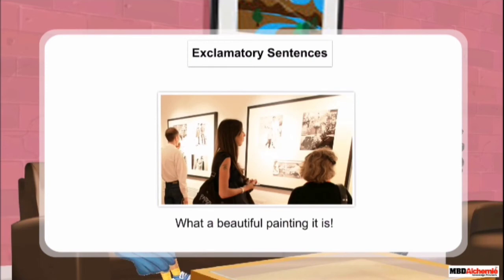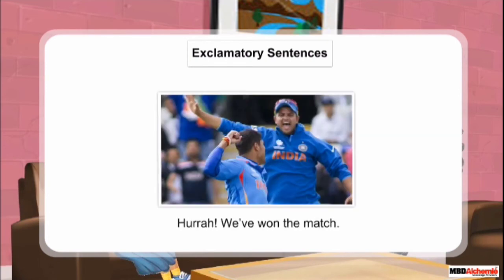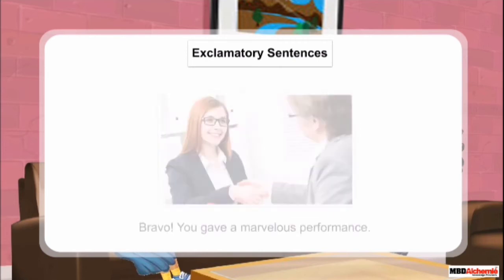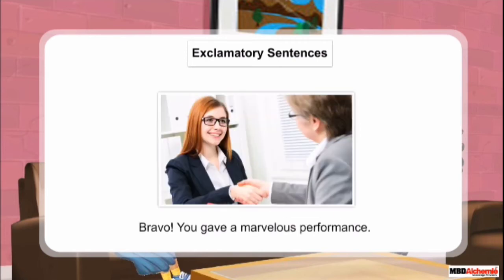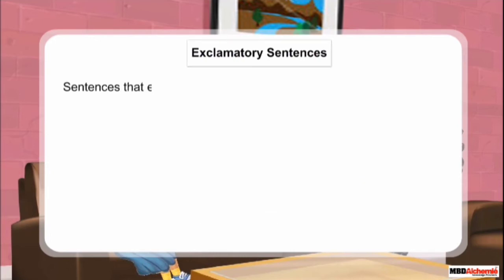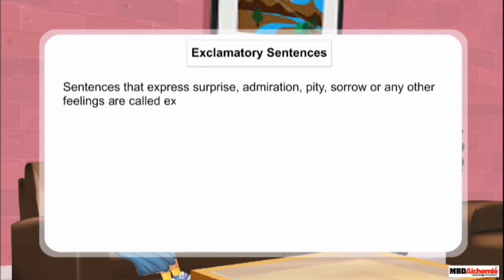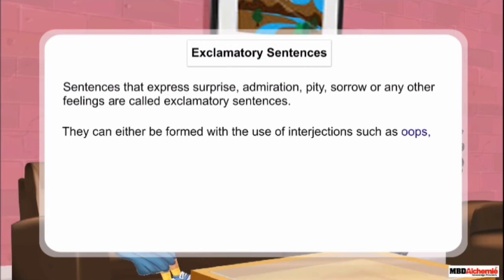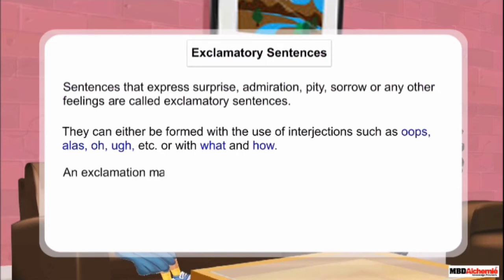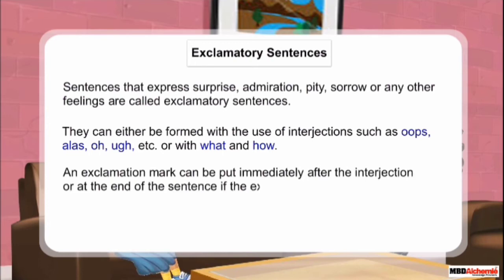What a beautiful painting it is! Hurrah! We have won the match! Bravo! You gave a marvelous performance! Sentences that express surprise, admiration, pity, sorrow, or any other feelings are called exclamatory sentences. They can either be formed with the use of interjections such as oops, alas, oh, etc., or with what and how. In this type of sentence, an exclamation mark can be put immediately after the interjection or at the end of the sentence if the exclamation begins with how or what.